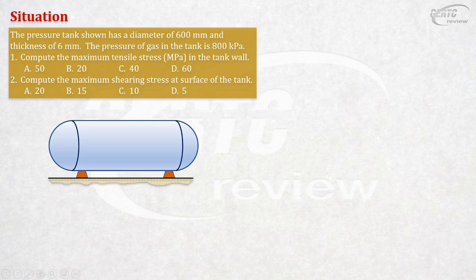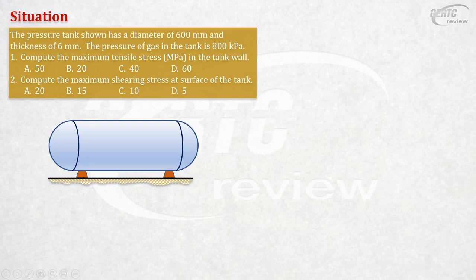Okay, tingnan natin. So here we have the pressure tank shown has a diameter of 600 mm and a thickness of 6 mm. The pressure of gas in the tank is 800 kilopascals. Alright, the first question: the maximum tensile stress in the tank wall, and the maximum shearing stress in the surface of the tank. I know you're very familiar with the formulas here, no? The tangential and the longitudinal stresses. Well, among the two, mas malaki yung tangential kaysa sa longitudinal stress. So maybe you can easily answer part 1 here.